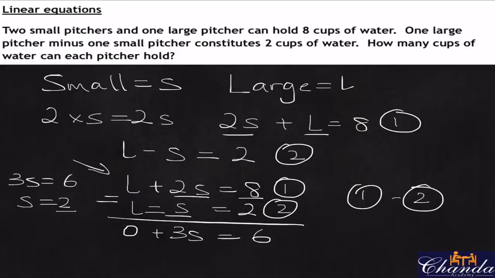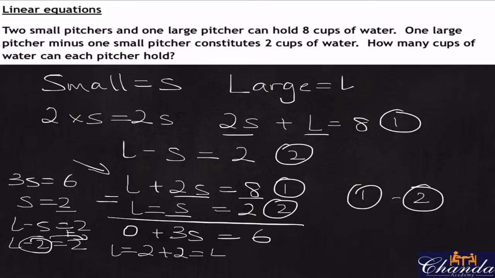And then substituting that into any of those other ones, so we have L minus S equals 2. So substituting 2 into this equation here, we have L minus 2 equals 2. Then we have minus 2 going to the other side as a plus. So we have L equals 2 plus 2, which is equal to 4. So the large pitcher holds 4 cups of water, while the small pitcher holds 2 cups of water.